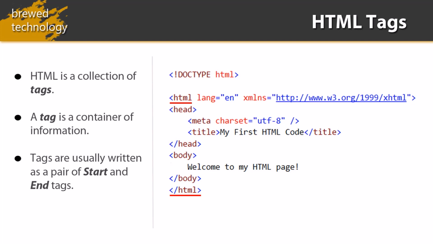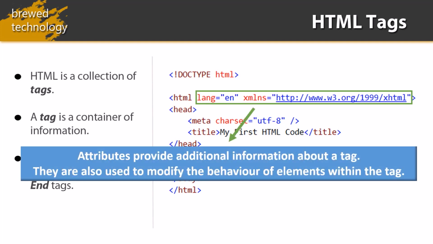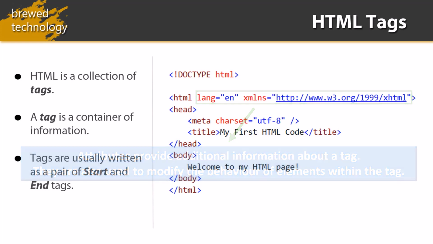A start tag can be immediately ended by a slash and angle bracket if it doesn't contain any data or element within, as shown by our meta tag here. Start tags can be written with attributes within. Attributes provide additional information about a tag. They are also used to modify the behavior of elements within the tag. We will discuss more about attributes in the next part of our HTML tutorial.